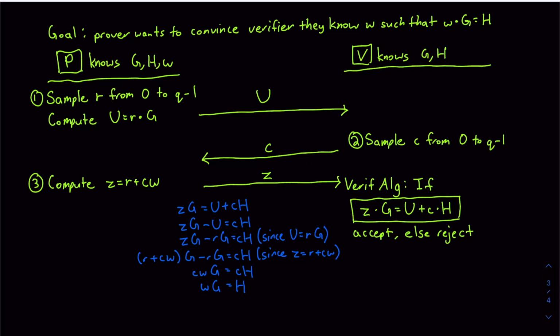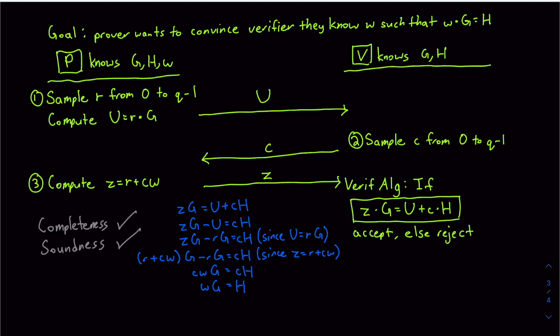At this point, we can also see why the Schnorr protocol is a proper proof system. First, completeness. An honest prover who knows W will always convince the verifier because if W is correct, the calculation of Z guarantees that Z times G equals U plus C times H. Second, soundness. A malicious prover who doesn't know W has an astronomically small chance of guessing a valid Z, so the verifier will almost certainly reject. So since it satisfies completeness and soundness, this is a proper proof system.